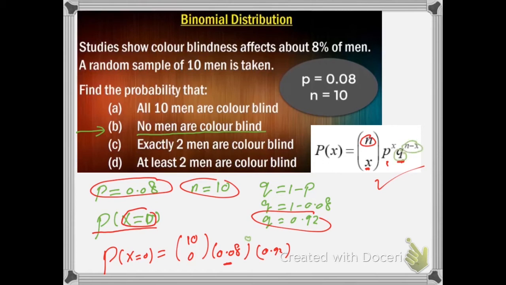N minus x. Then I should write here n minus x. It means this number minus this number, or the difference between them. That means 10 minus 0. Now I will go to my calculator just to compute all of those numbers to find the final result.